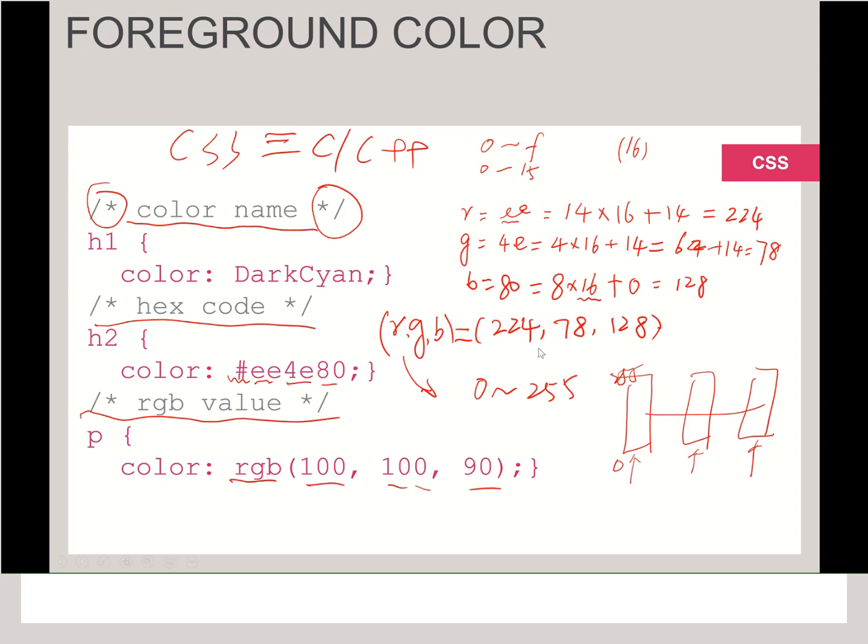And then let's look at its running result. So for this heading 1 we use dark cyan. Heading 2 we use this color, RGB, right? And then paragraph P we use this one. So this is select P. This is the rules. Okay.